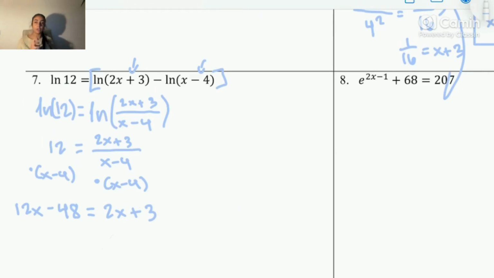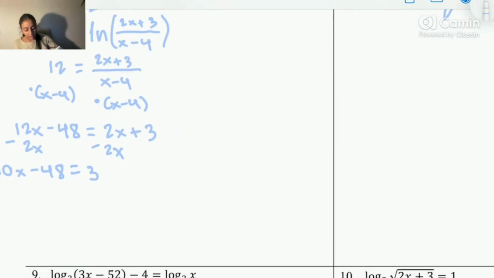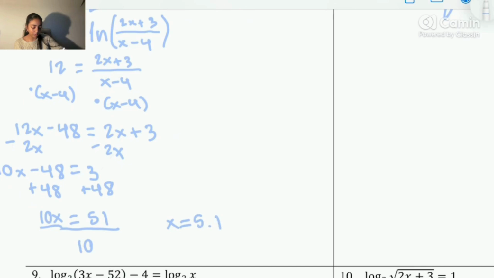And now remember, you want to get all of your x's to one side and all of your constants to one side. So I'm going to take 2x from both sides, so we have 10x minus 48 equals 3. And then I'm going to add 48 to both sides, so 10x equals 51. And you can divide both sides by 10, so x equals 5.1. And that is your answer.